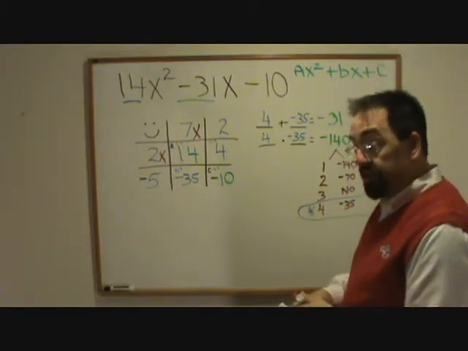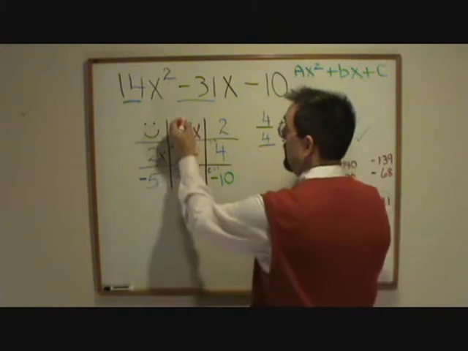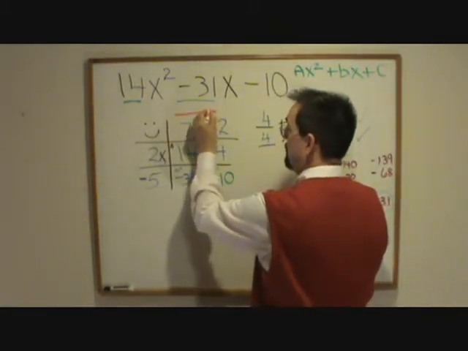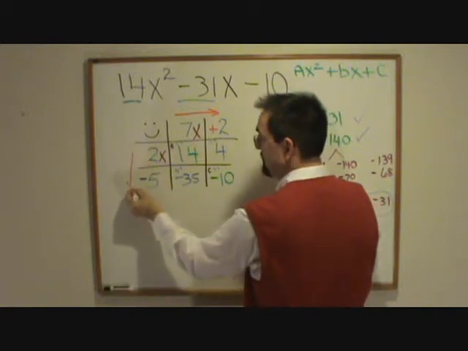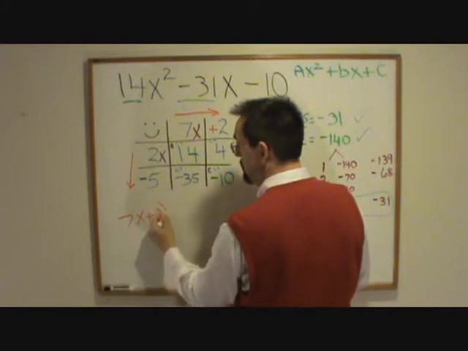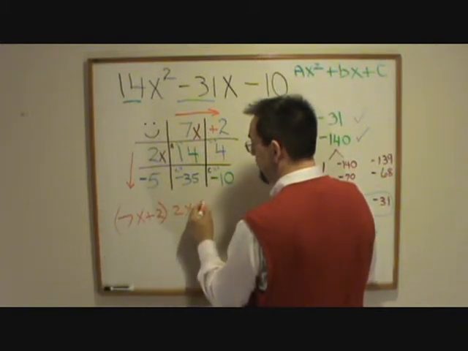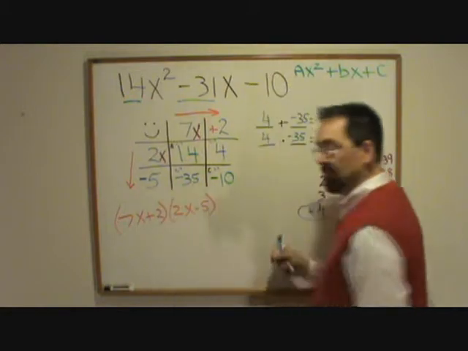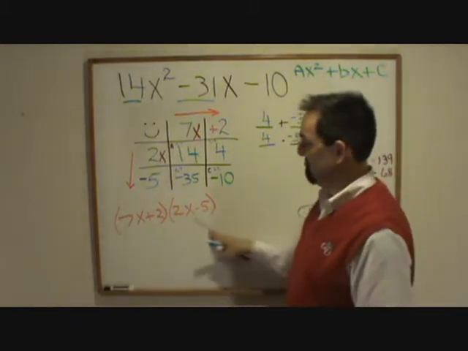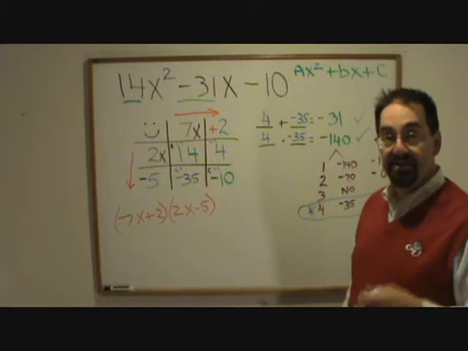Now, the reason we use tic-tac-toe is because it's organized. So I read this one here, read this one here. So I have 7x plus 2, 2x minus 5. Wow! This big ugly expression didn't take us very long at all, and it was fairly organized to factor it.